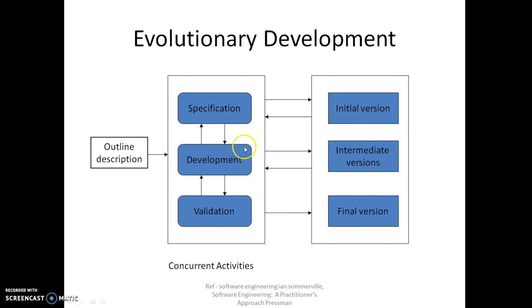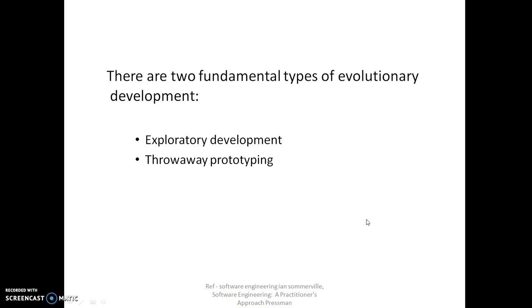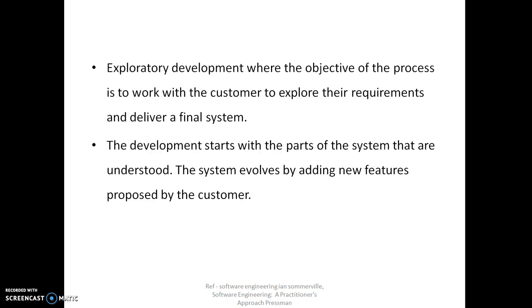Now the evolutionary development model. You can see these are the two separate partitions: there is specification, development and validation. This is the one phase, and we are working with the initial versions, intermediate versions and final versions, because it is an evolutionary model. There are two fundamental types of evolutionary development: exploratory and throwaway prototyping. In exploratory development, the objective of the process is to work with the customer to explore the requirements and deliver a final system. The development starts with the parts of the system that are understood. The system evolves by adding new features proposed by the customer.